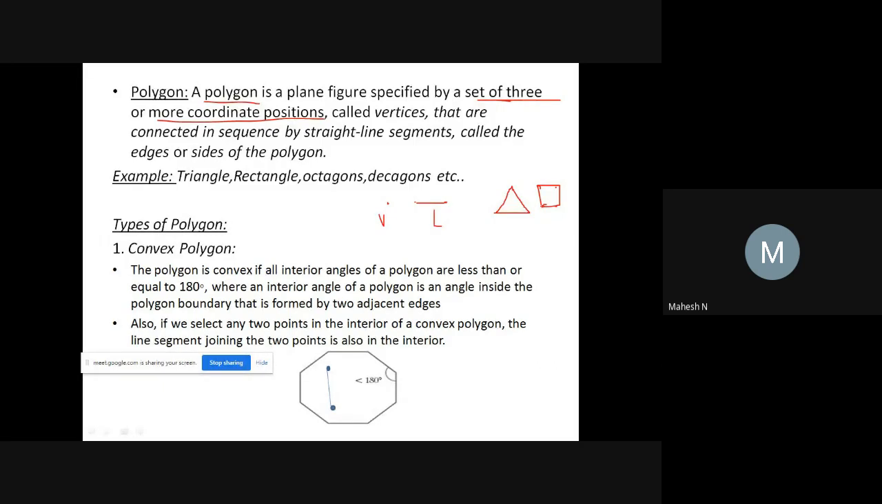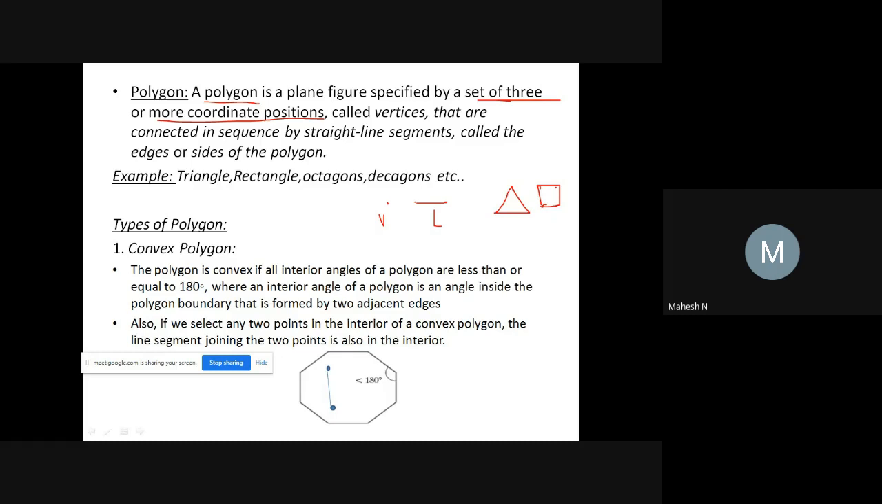If there is an MCQ question, this is a sure shot question. For a particular object to be called a polygon, it should have a minimum of how many vertices? Two vertices, three, four, or eight, I will give you these options. For anything to be called a polygon, it should have a minimum of three vertices. The object formed by a minimum of three vertices is called a polygon.